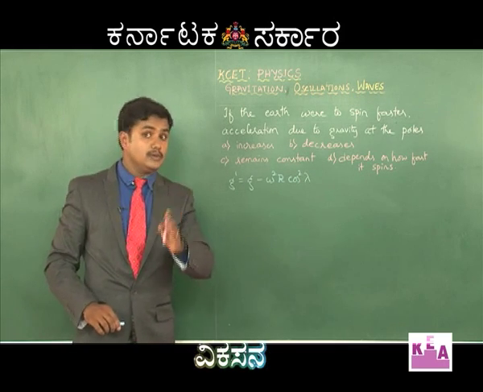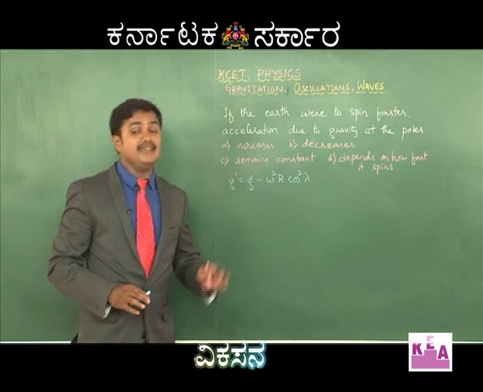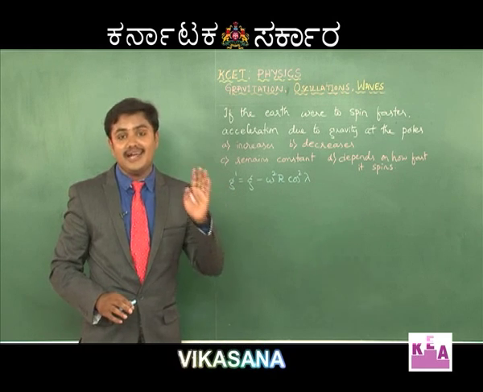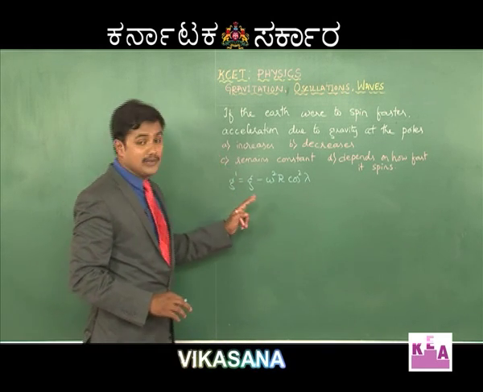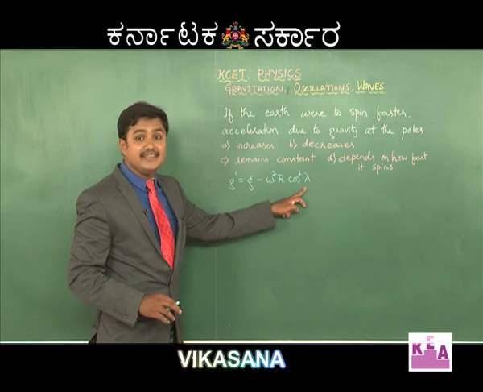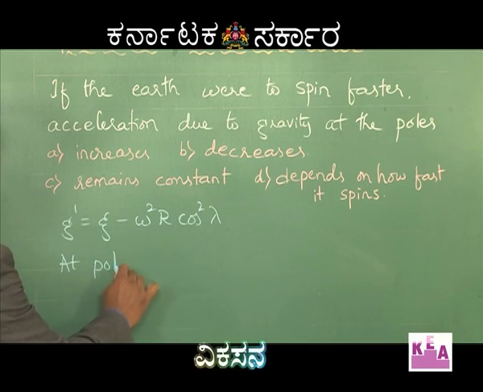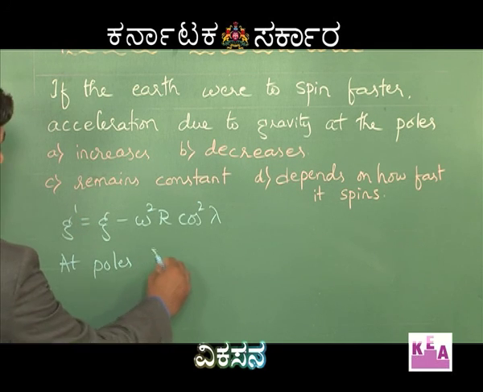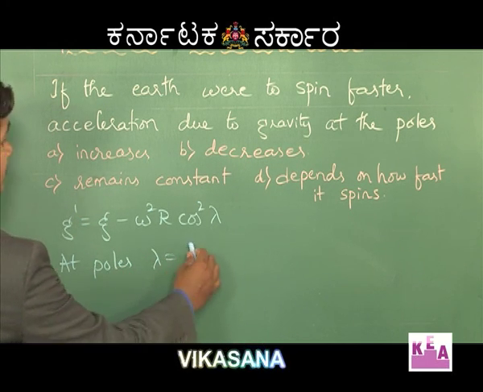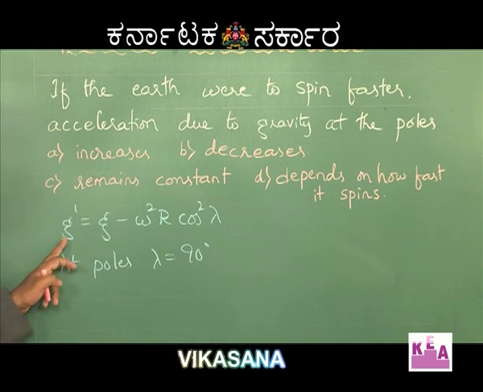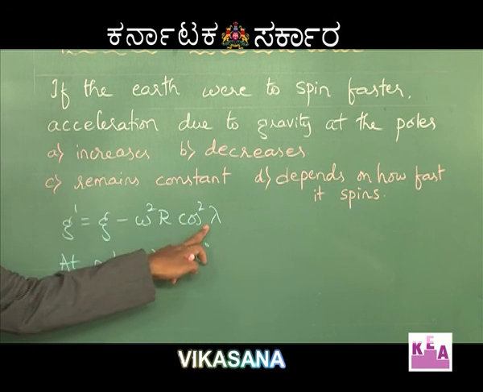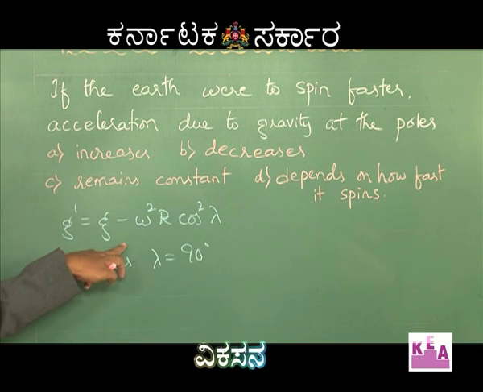Students should know that the value of lambda is 0 degree at equator, and at poles the value of lambda is 90 degree. Since the problem is based on the value of g at poles, value of lambda at poles is 90 degree. So what happens to g dash? Cos 90 is 0. The value of g dash is g, which is maximum at poles.